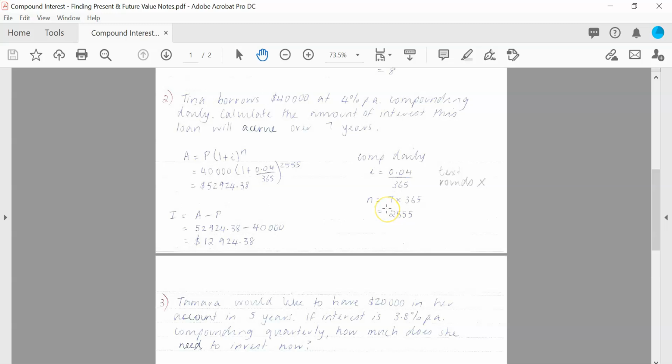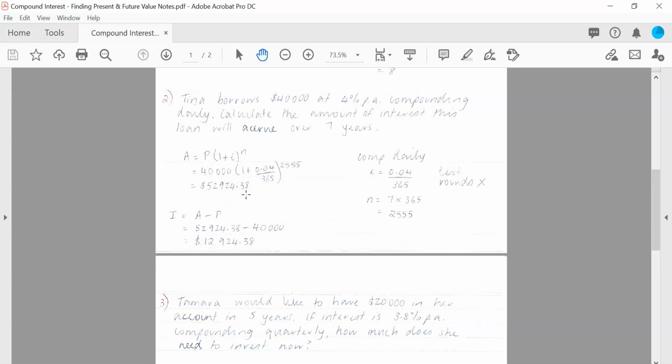For N, this loan is for 7 years, and because it's compounding daily, it's going to happen 365 times in every year. So that means that in total, this loan is compounding 2,555 times. When we put all of those values in, we get $52,924.38.